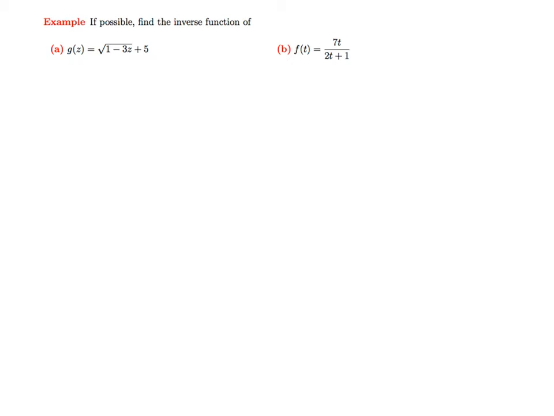In this example, parts A and B, we want to find the inverse of the given function. So let's recall the notation and the concept behind inverse functions in general. And so the notation is g minus 1 of z. Okay, this doesn't mean 1 over g. This means the inverse of g. So it's the inverse function of g.